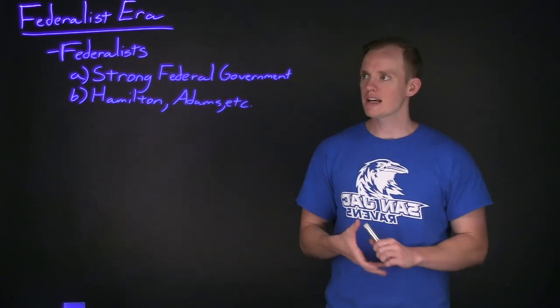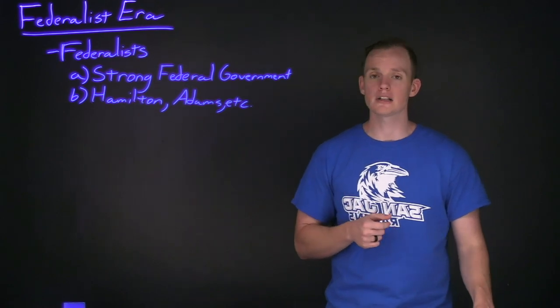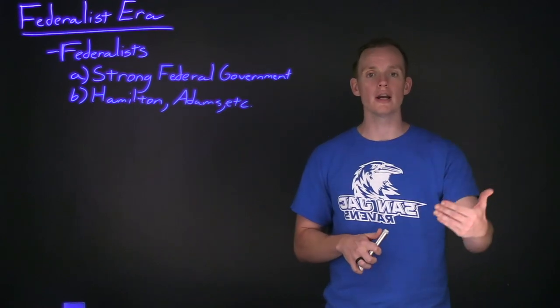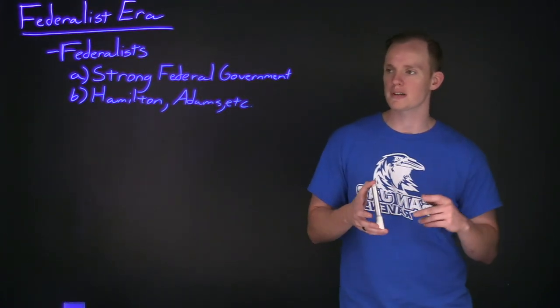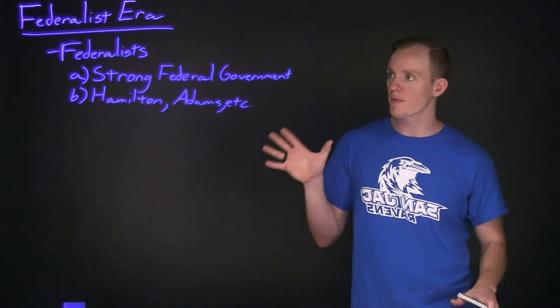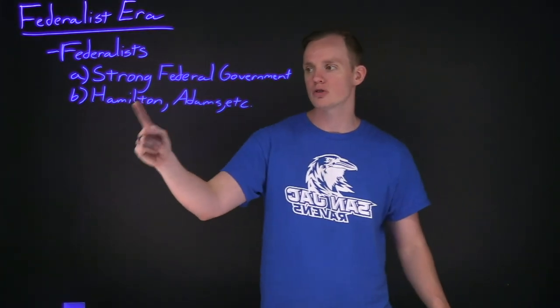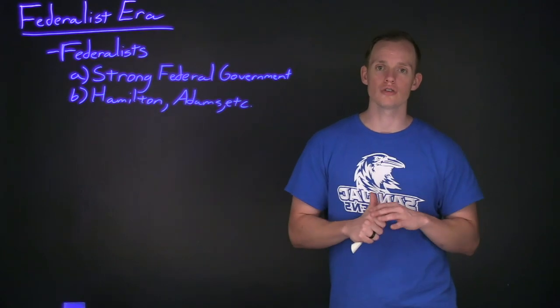power. Now, the key players within the Federalist Party during the 1790s will continue to be Alexander Hamilton, but we'll also see John Adams, who will become America's first vice president and eventually the second president of the United States, as another major leader of this faction. However, the party early on is really going to center around Alexander Hamilton. We'll talk more about why that is here in just a little bit.